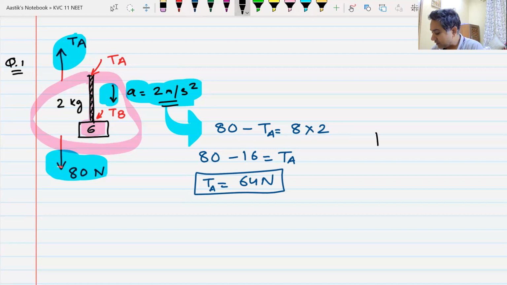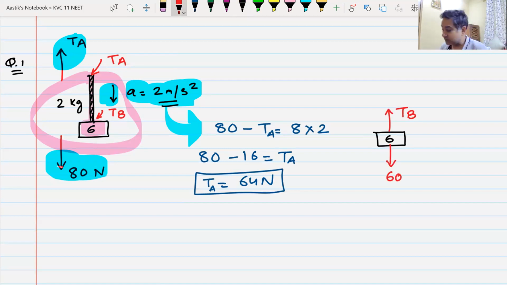Now, how do I get the tension at point B? To get the tension at point B, I only take this block, this 6 kg block. If I draw the free body diagram of this 6 kg block, tension at point B is upwards. The only force is 60 newtons, the weight of this block, which is downwards. This is moving down. The acceleration is 2 meter per second square. Can you now tell me the equation for this one?